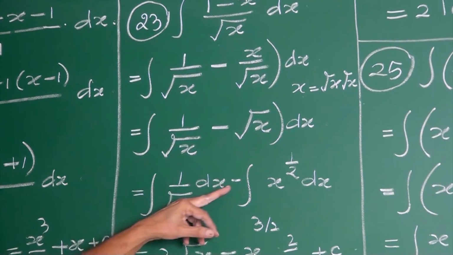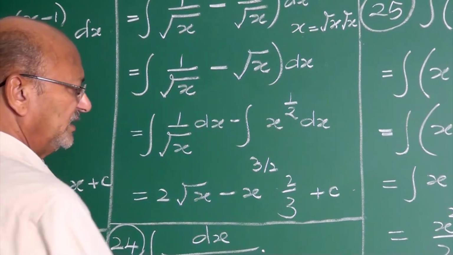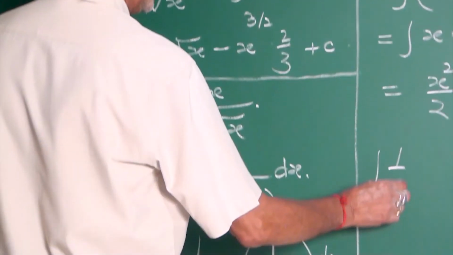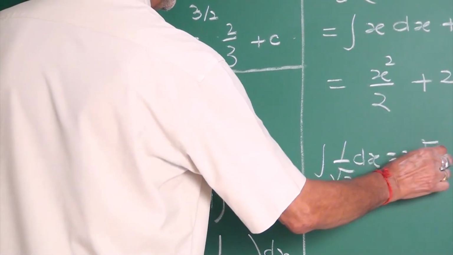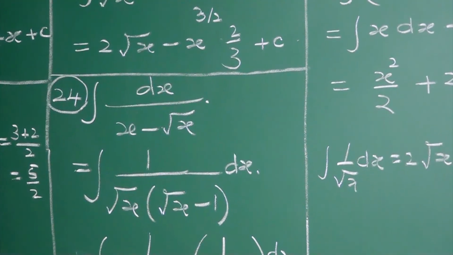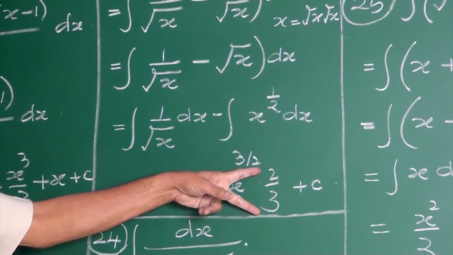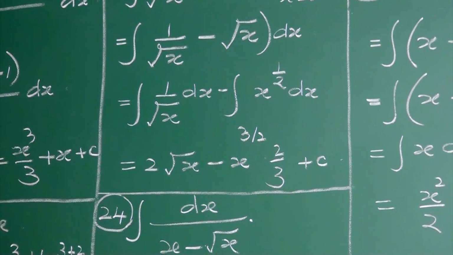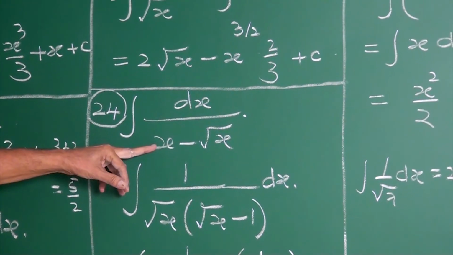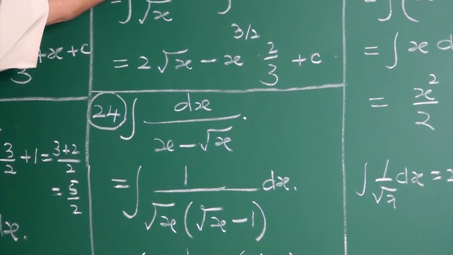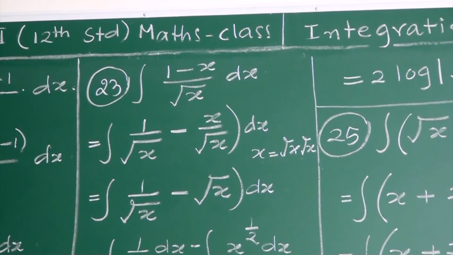Integral of 1 by root x minus root x. You know this, integral of 1 by root x dx is 2 root x. Formula: for root x, add 1, 3 by 2, take the reciprocal 2 by 3. Now for the next example, x minus root x. x can be written as root x into root x. One root x is common. You are left with one root x inside, minus 1.